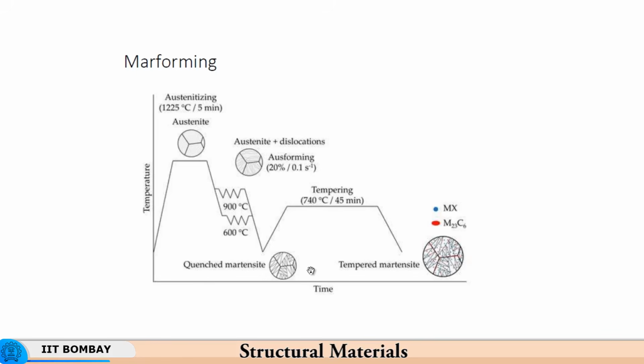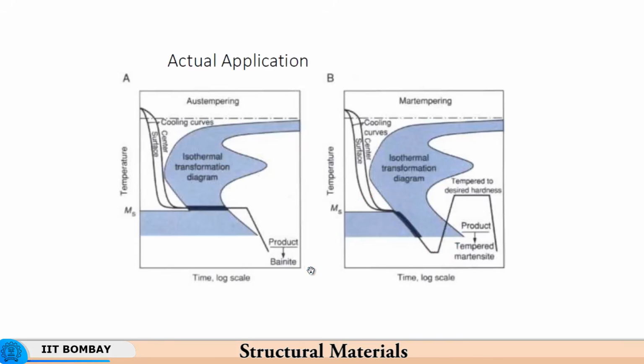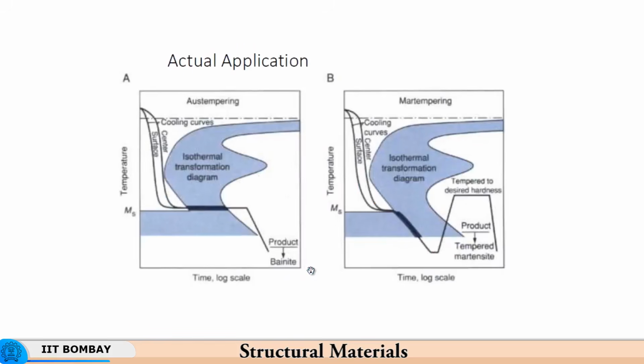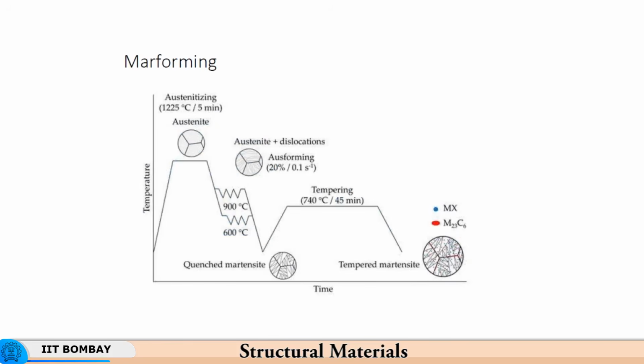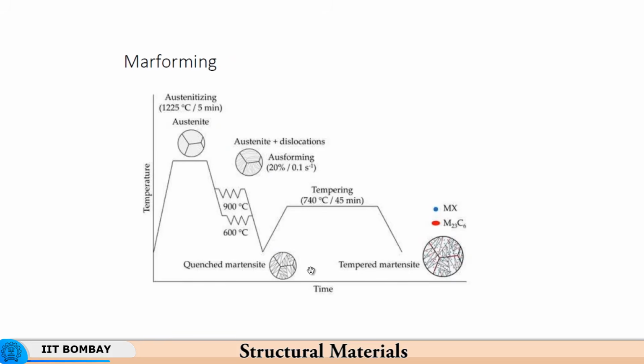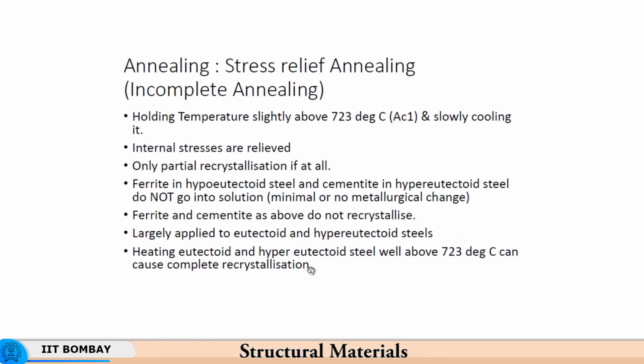So in marforming you introduce the forming process. Instead of holding it here, you deform it. Now this deformation can be given at a much higher temperature, and then you can quench it to the martensitic structure. So as you see here, holding it here, you work it at a much higher temperature and then quench it to a martensitic structure.